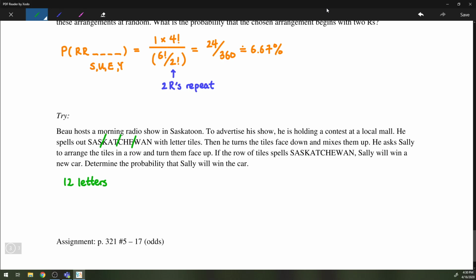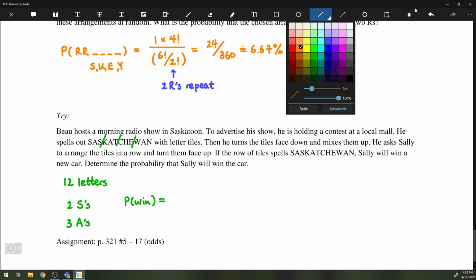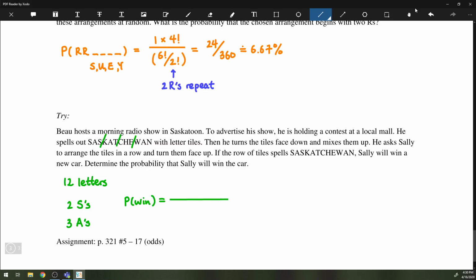Now, of which 2 of them are A's. Oh, sorry, 3 of them are A's. But there are 2 S's, right? That's what I meant to write. 2 S's and 3 A's. So the probability, I think this is about Sally winning a car if the randomly arranged letters spell Saskatchewan correctly. So probability of a win. Of course, you can only spell Saskatchewan correctly in one way. So that's 1. And the denominator will be 12 factorial because there are 12 letters in the word Saskatchewan.